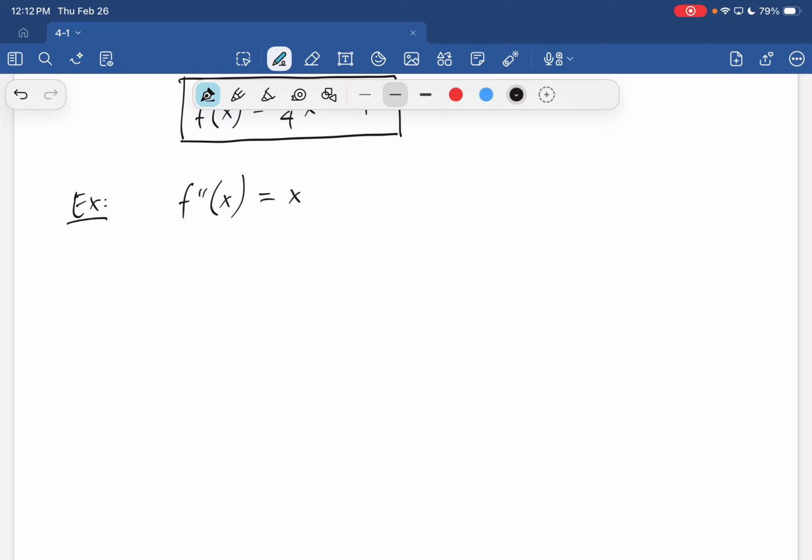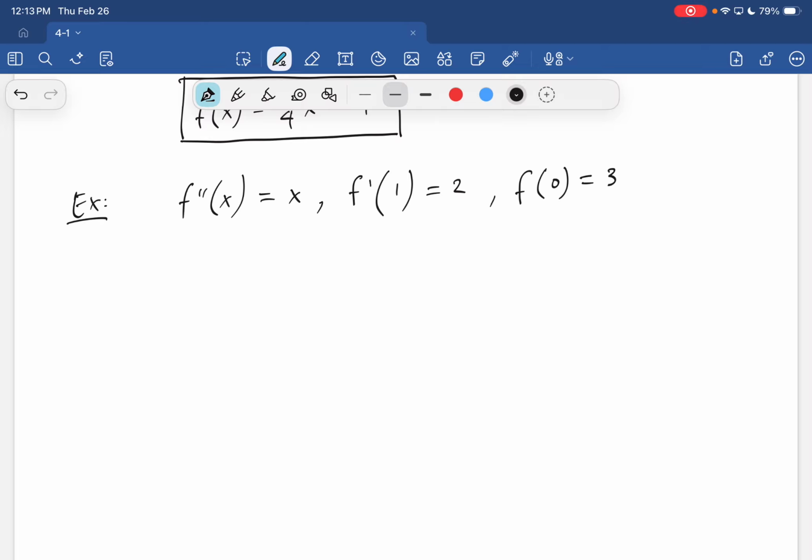Okay? So when you have a second derivative, you actually need two initial conditions. So you're gonna need to know both the derivative at a certain point and also the function value at a certain point. So let's say the initial condition is f prime of 1 equals 2, and f of 0 equals 3. Something like that.